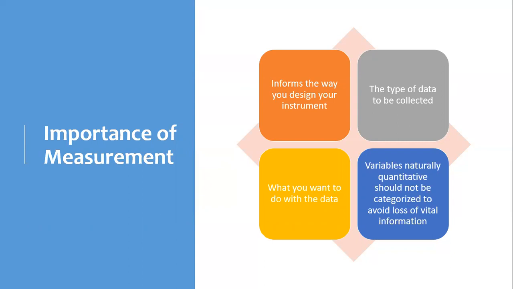Also, you know the type of data to be collected, because you know the level at which that variable is going to be analyzed. What you want to do with the data will determine the kind of data that you collect. So variables that are naturally quantitative should not be categorized, to avoid loss of vital information. For example, a lot of mistakes people make is when they design questionnaires, for age, they have different groups.